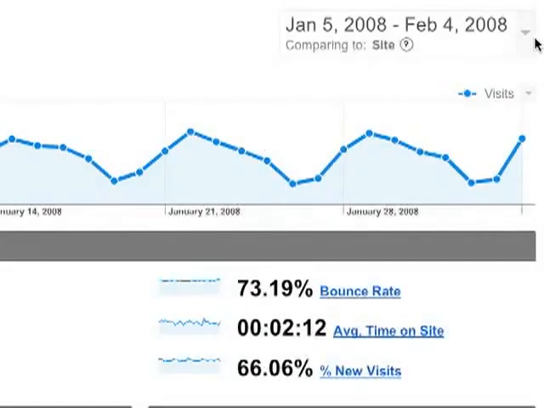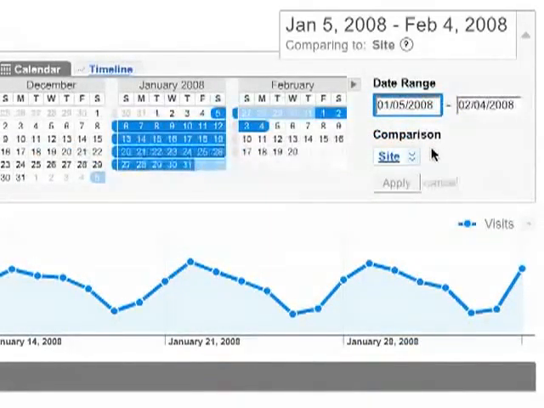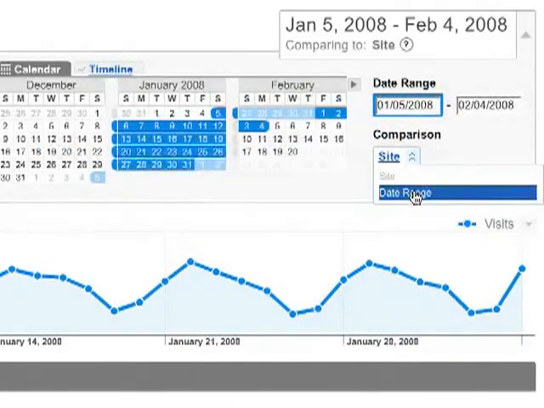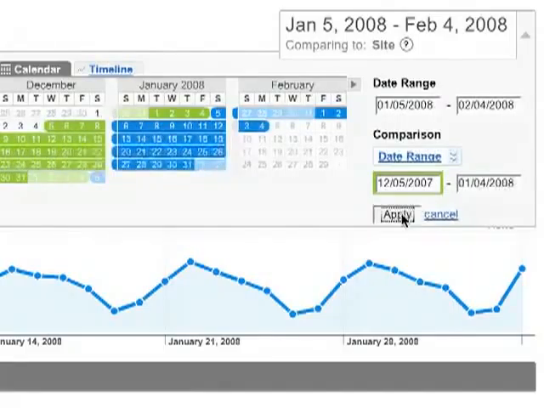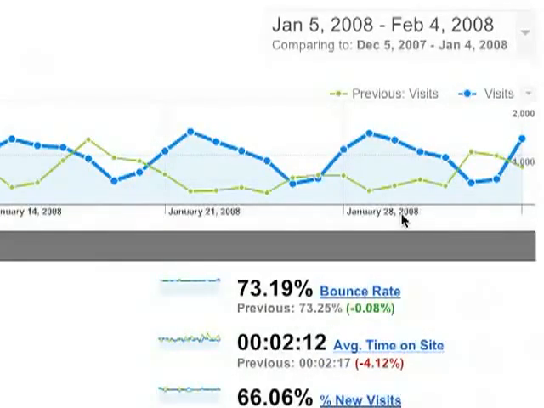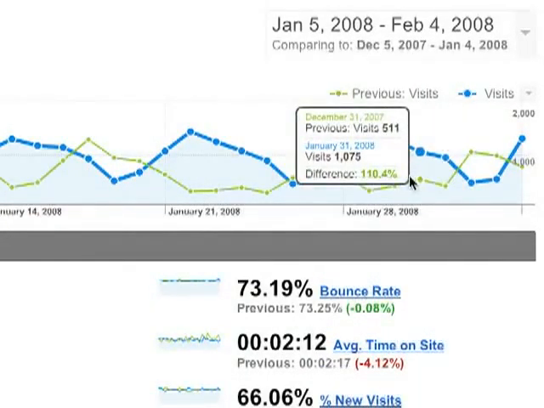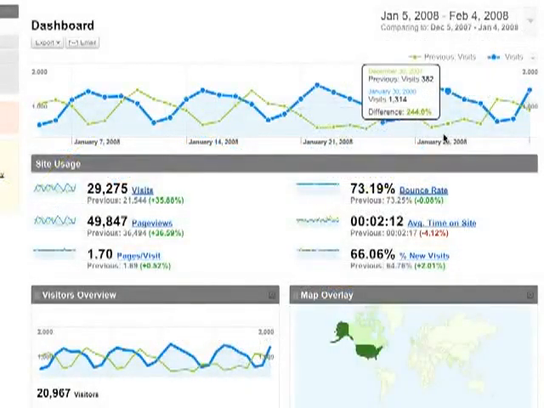Now let's use the overtime graph to look at the trends. Here's how you can quickly compare this month with last month. Now that we've set a comparison date range, we can get some context for our traffic numbers.